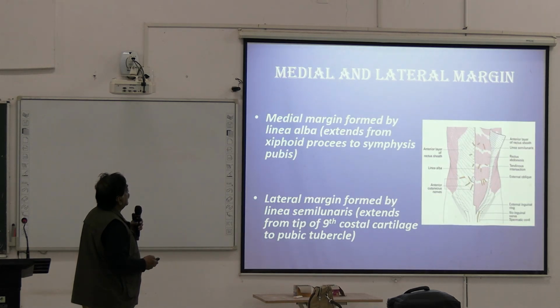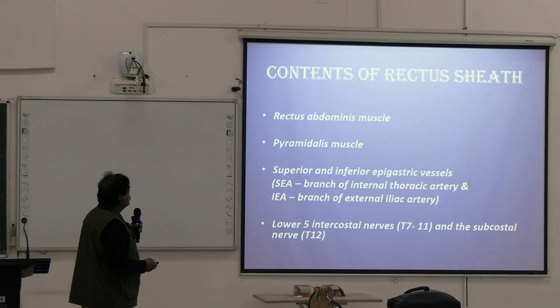Now, the medial margin is formed by the linea alba, which extends from the xiphoid process to symphysis pubis. Linea alba can be a short note. Now, the lateral margin is formed by the linea semilunaris, which extends from the tip of the 9th costal cartilage to the pubic tubercle.